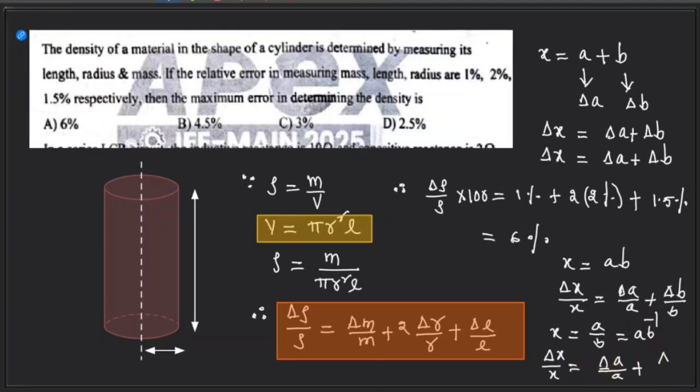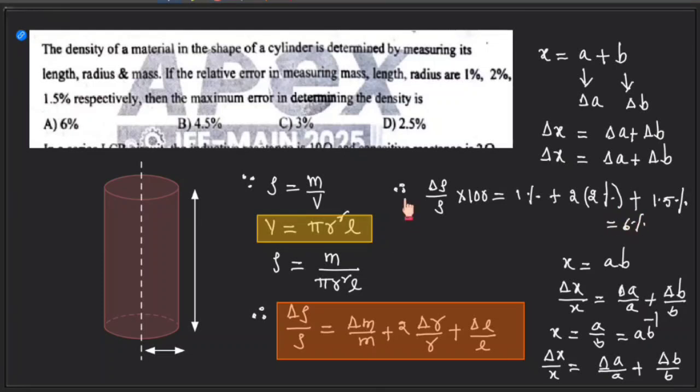For example, if x is equal to a power n plus b power n, let me write it here. So this answer is 6%.